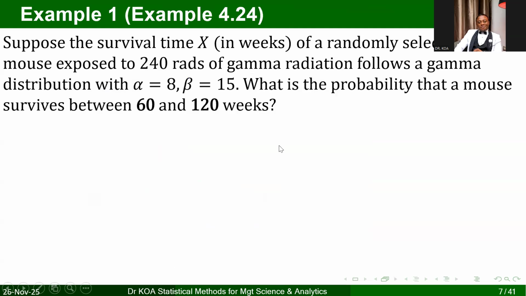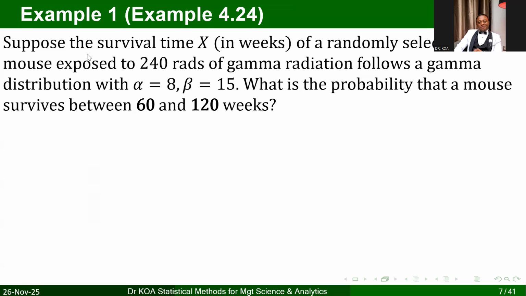Let's take an example to see how we compute, and first of all, how do we even identify that this thing is exhibiting binomial distribution or Poisson distribution or negative exponential distribution or gamma? There are some keywords that you will see. So let's look at this together.